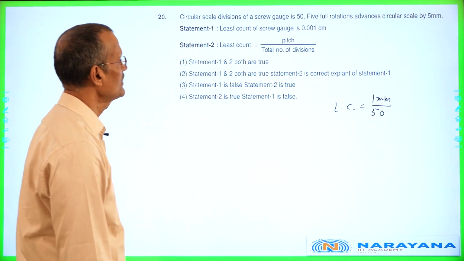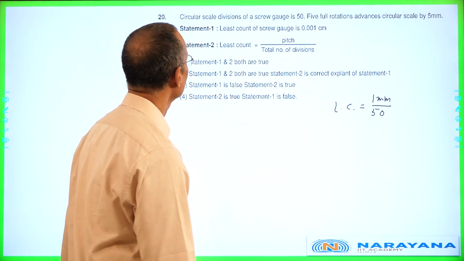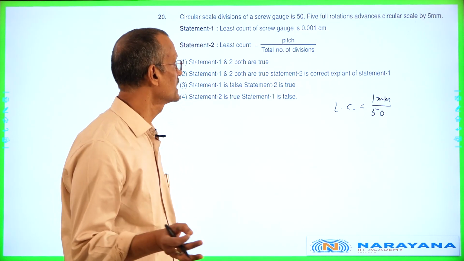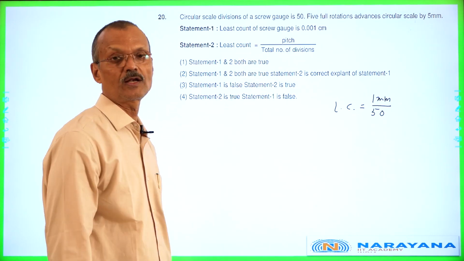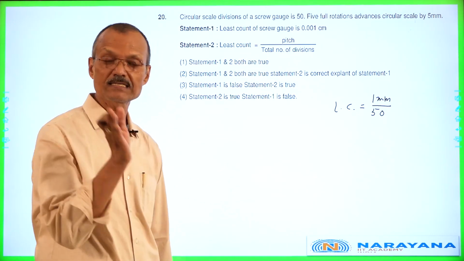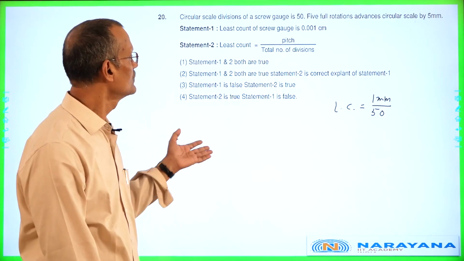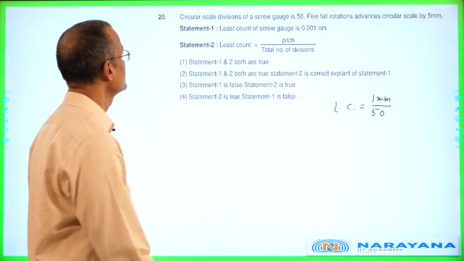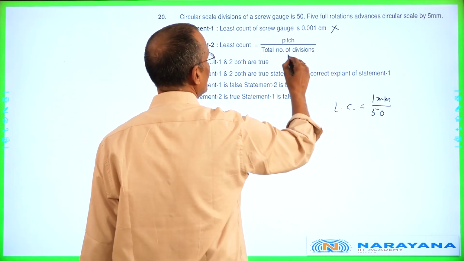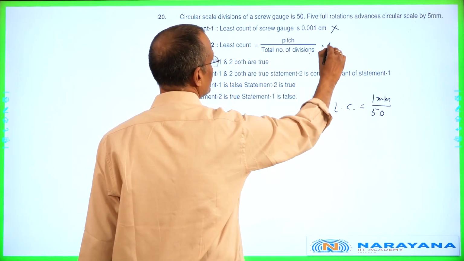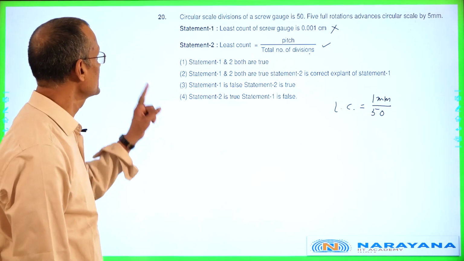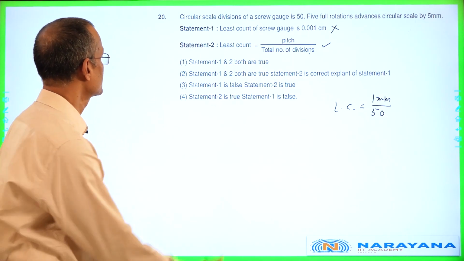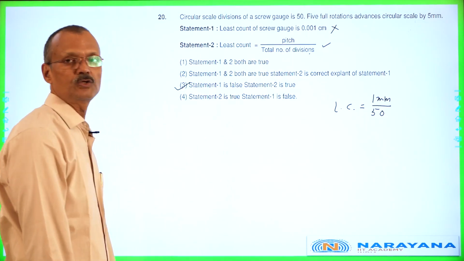Statement 2 is directly total number of divisions. They must write total number of divisions on head scale or circular scale, at minimum. If they simply write total number of divisions, then I can say that even the second statement is also wrong. But you just take approximation, after all, it is a memory based question. So, statement 1 is a wrong statement. If you take total number of divisions on circular scale, then this is a correct statement. So, statement 1 is false, statement 2 is true.